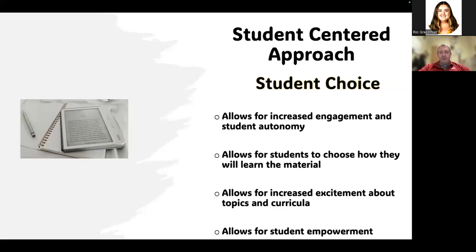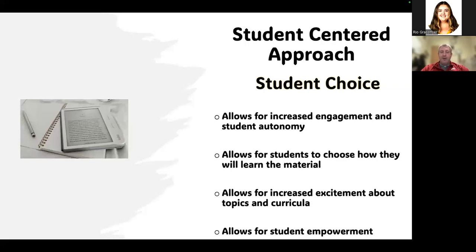Student choice also allows for increased excitement about topics and curriculum. We know we have to meet the minimums, right? But what else do they need? What do they need from you? What do they need from the textbook? What do they need from your classroom? What can we do to meet their needs and desires?